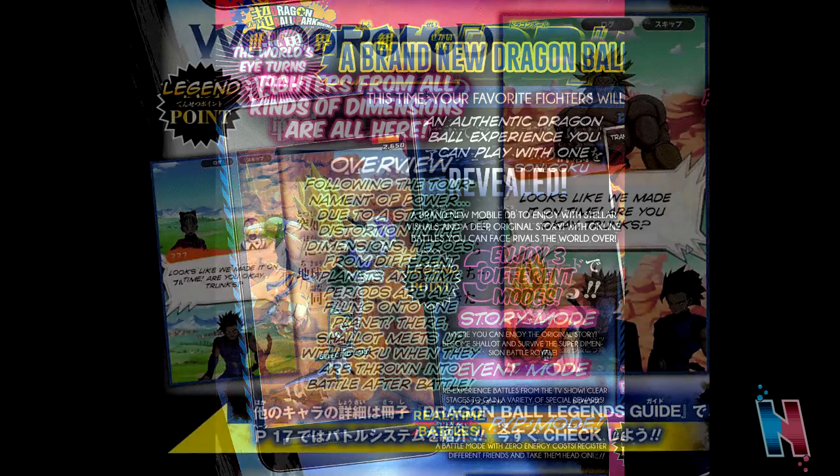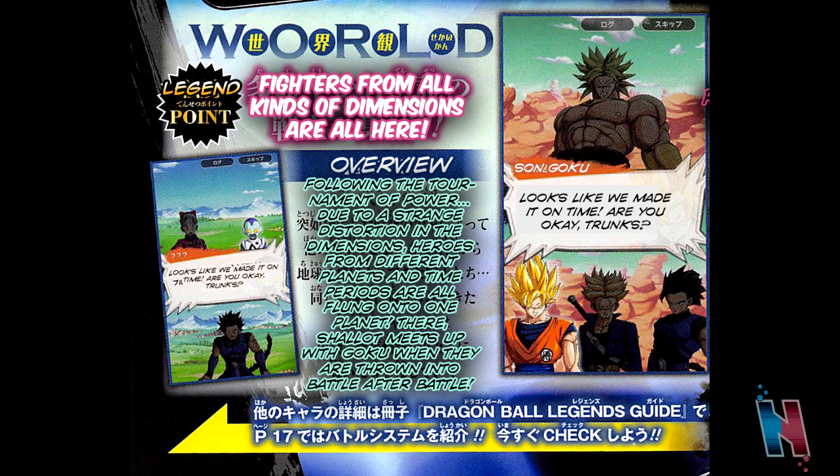But moving down on the left-hand side, it says, fighters from all kinds of dimensions are all here. Following the Tournament of Power, due to a strange distortion in the dimensions, heroes from different planets and time periods are all flowing into one planet. There, Shallot meets up with Goku when they are thrown into battle after battle, which we did see in the closed beta, that once Shallot was thrown into Universe 7, he was going to immediately fight people such as Broly and I think some Cybermen as well, with Trunks and Goku. But I digress because that's information that we already know about. But I really want to focus on the right-hand side.